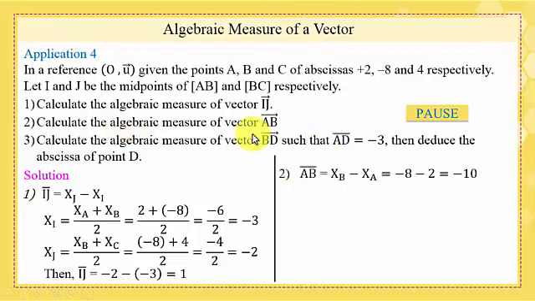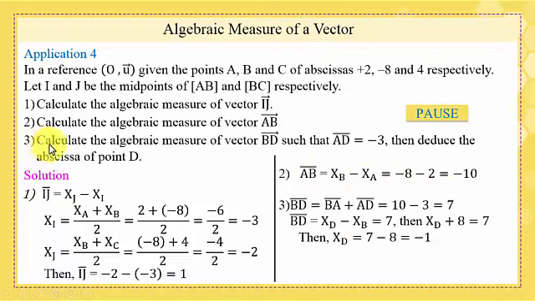Part 2, algebraic measure of vector AB. AB bar equals xB minus xA equals minus 8 minus 2 equals minus 10. Part 3, calculate the algebraic measure of vector BD such that AD bar equals minus 3. Here BD bar equals BA bar plus AD bar, so it's equal to 10 minus 3 equals 7.